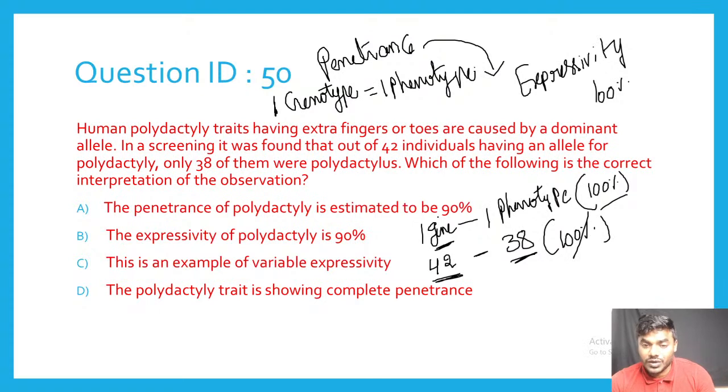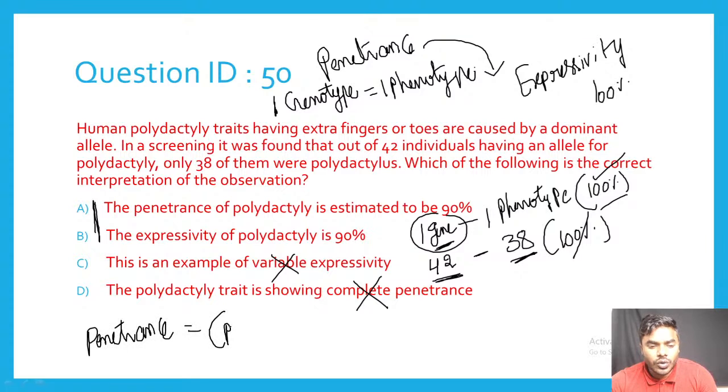That is not correct, because you can see here, if one gene perfectly coded for one phenotype, the expressivity and penetrance is 100%. Here 42 genes are only coding for the 38, then it cannot be 100%. In order to estimate these particular options, you have to use sometimes a formula, but 99% you do not require the formula. But here this is an example of variable expressivity. No. The polydactyl showing complete penetrance. No. The option will be A and B will make you confused. During that time, I want you to use a small formula.